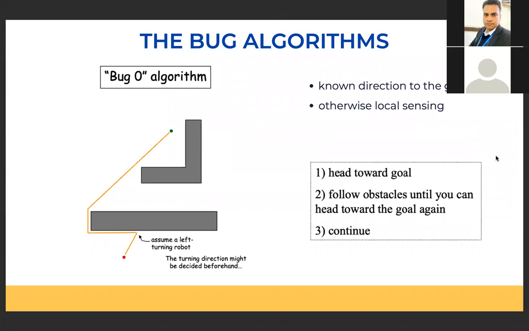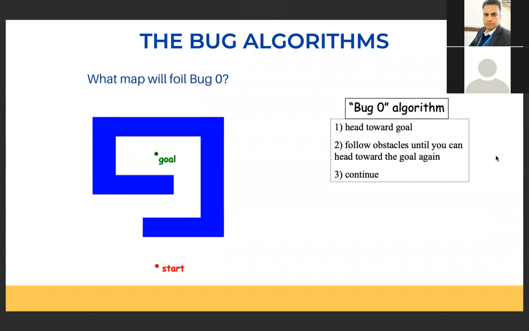No one? Okay, fine. I'll tell you. What kind of map will foil bug zero? Let's say we have this sort of a map. You start from here. Let's say you're fixing that you always go left.